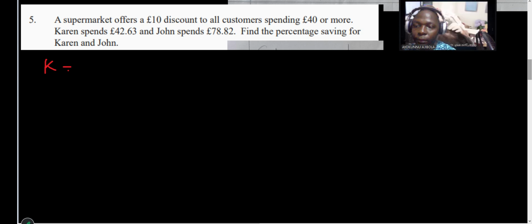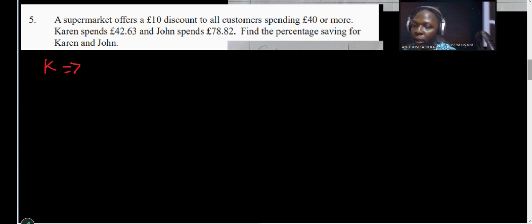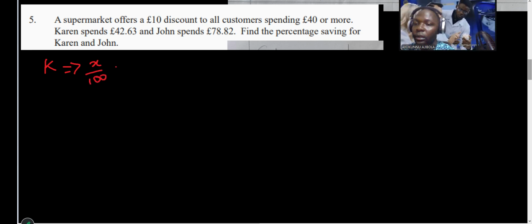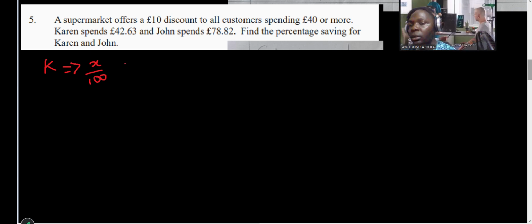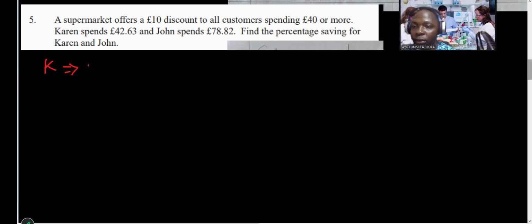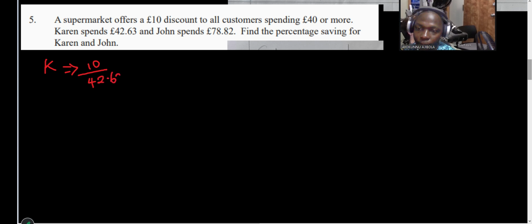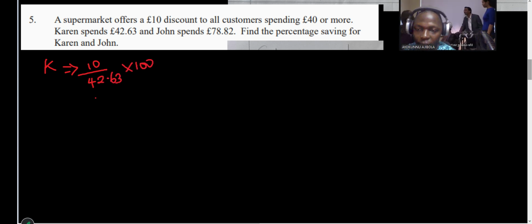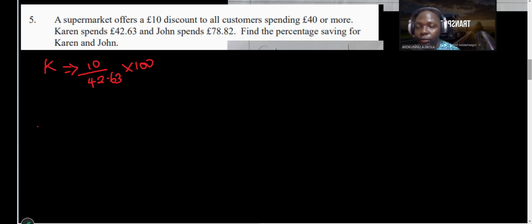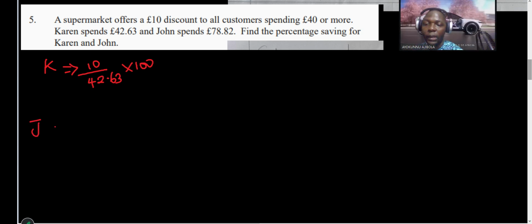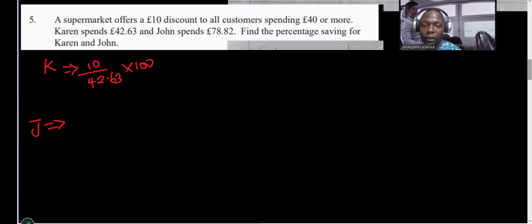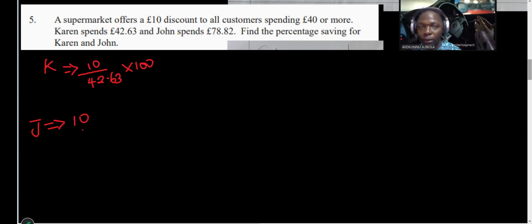So 12.7%. Now, what can you take note? The person who spent higher only saved what percentage, right? Yeah. But the person that spends lower saved a higher percentage. And why is that so? Because they gave them a fixed discount, not a percentage discount, okay? Had it been they gave them a percentage discount, then the person who spends higher will save more, because you will just have to go and find 10% of what the person spends.